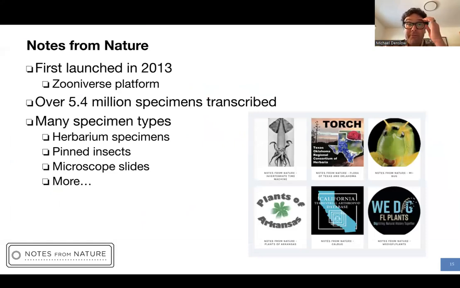We first launched Notes from Nature in 2013. I mentioned we're on the Zooniverse, which is a very large community science platform that started with astronomy. We've been on there for quite some time, and we're getting close to 5.5 million transcriptions on the site. We've done many kinds of specimens. Definitely predominantly it has been herbarium and pinned insects, for probably obvious reasons: we have the most images of those, and we have lots of those in our museums. But we've done all kinds of things, wet collections and all things like that.